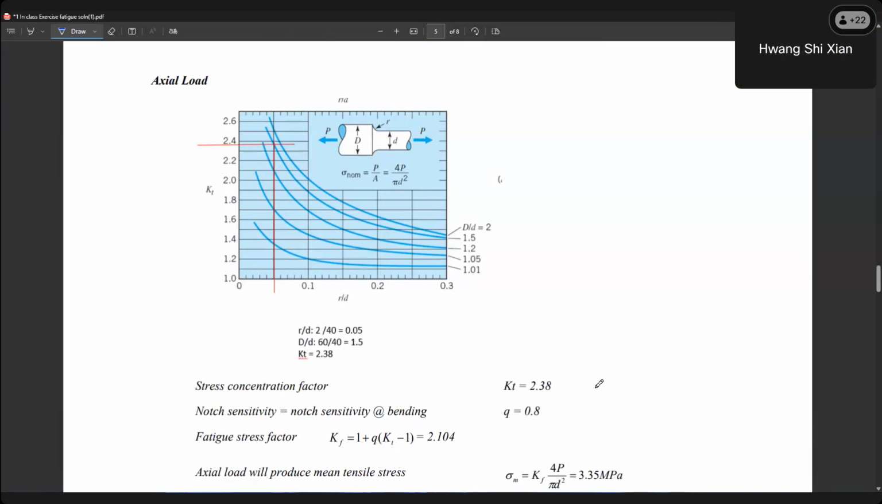For axial stress too, you need to multiply by KF, the fatigue stress concentration factor, because we are talking about the shoulder. We have a notch, D over d, r over d, so we need to find the KF. KF for the axial case equals 1 plus q, the notch sensitivity based on axial, times the bracket KT axial minus 1. Alright, KT axial. Go back to KT axial.